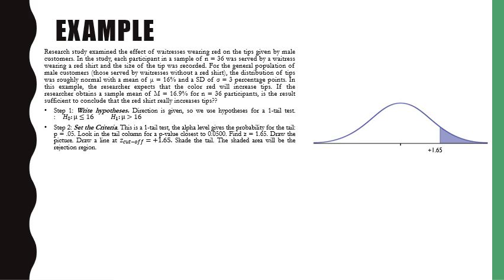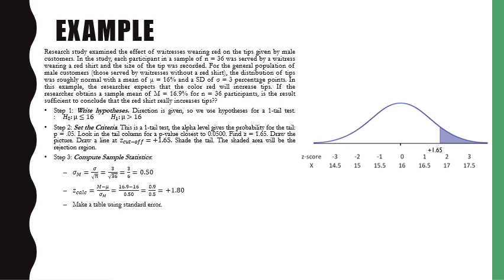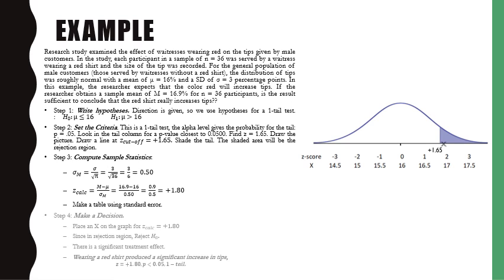When you look that up, you find a z-score equal to 1.65. You're going to draw your line on the picture. You're going to label your cutoff score. In this case, it's a positive 1.65, and you're going to shade in the area, which will be your rejection region. The next thing you're going to do is compute your sample statistics. You're going to find that the standard error is going to be equal to 0.5, and you're going to calculate a z-score, and that's going to be 1.8. And then you're going to make a table using that standard error of 0.5. So make your table, put it underneath your graph.